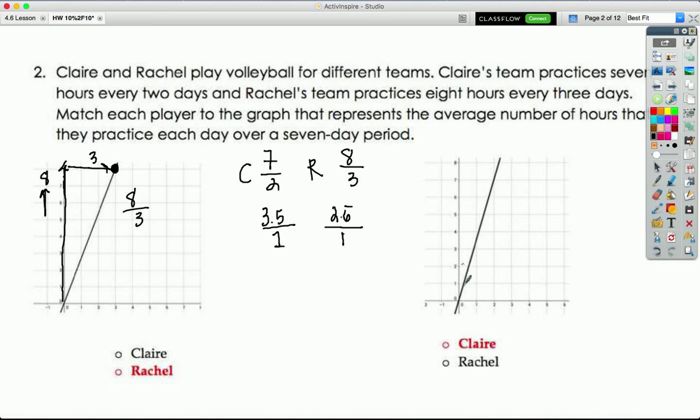So the other graph goes up 7 over 2, and then it crosses through another even point. So this must be representing Claire's. Now, both of these graphs, much like the one before it, are directly proportional. They are technically called direct variations in algebra, but in 7th grade math, you talked about them being proportional because they're going through 0, 0.